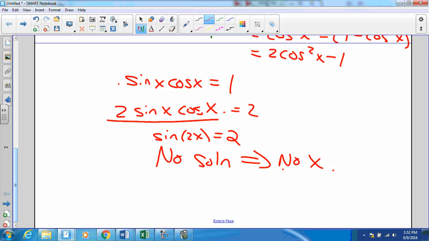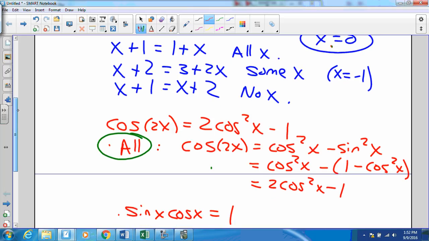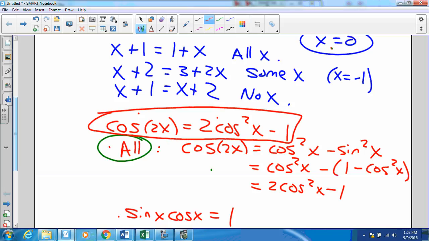Can you go up? Two cosine squared x minus 1 equals cosine squared x minus sine squared x. So this was the statement that we were trying to evaluate. We looked at the graphs and said we think the answer should be all x. That's our conjecture. We strongly believe that it's true based on the graph evidence. So now we have to prove it.